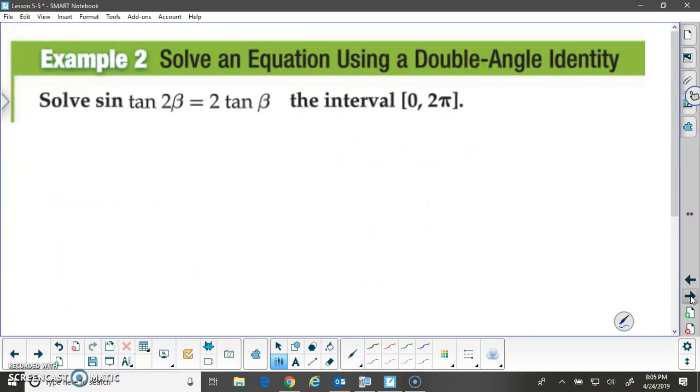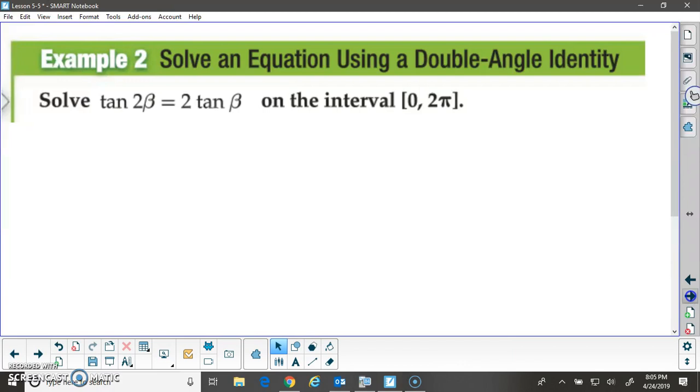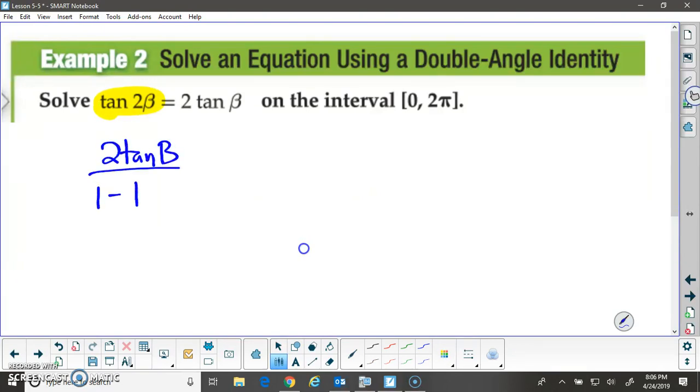Another example, this one involves a tangent. If you look closely at this one, we've got a tangent of 2 beta equals 2 times the tangent of beta. So again, hopefully when you look at this, this is standing out. We have a formula for that. We're going to change that into 2 tangent of beta over 1 minus tangent squared of beta. This equals 2 times the tangent of beta.